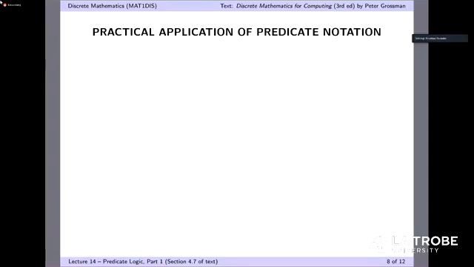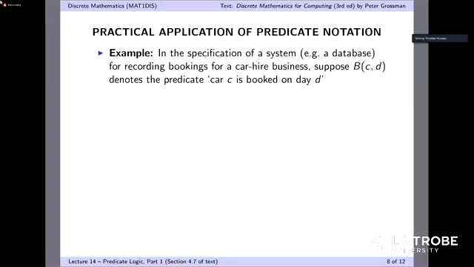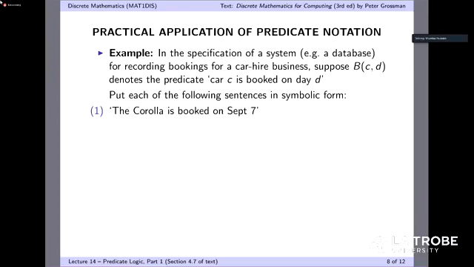Now, what are the practical applications of predicate notation? Let's look at some examples. In the specification of a system, for example, a database for recording bookings for a car hire business, suppose B(C, D) denotes the predicate car C is booked on day D. So B(C, D) means car C is booked on day D. Put each of the following sentences in symbolic form. The Corolla is booked on September 7th. How would you write it down?